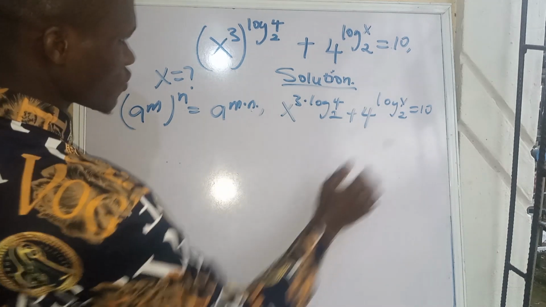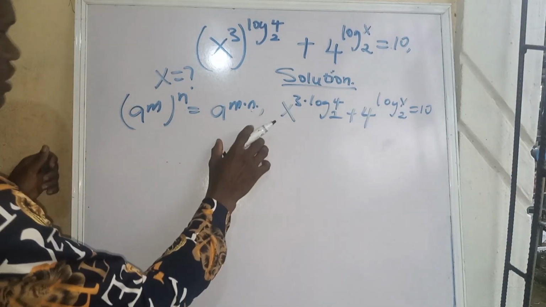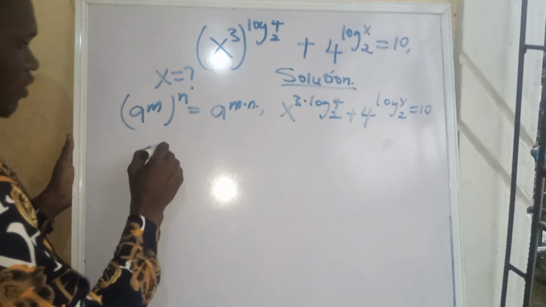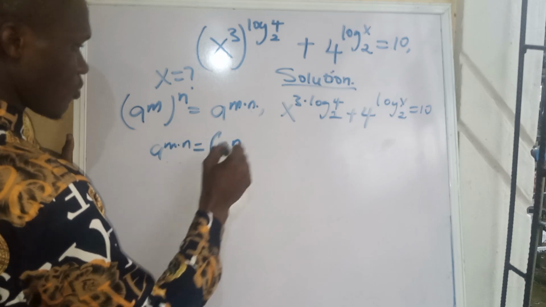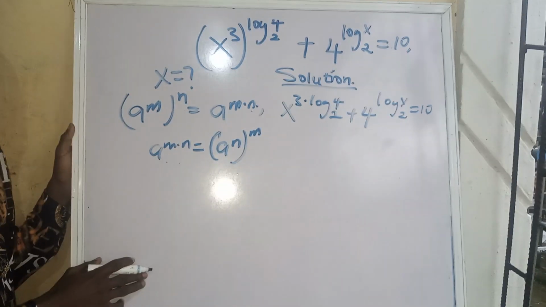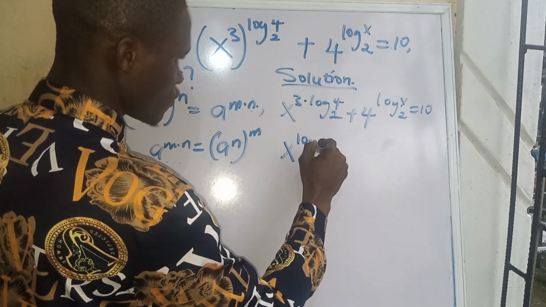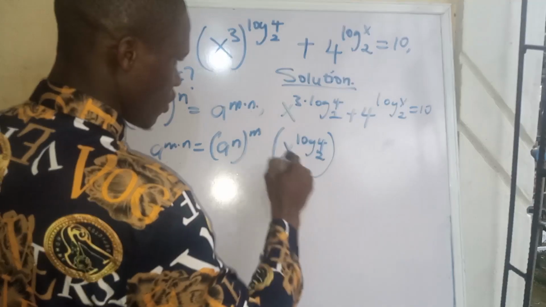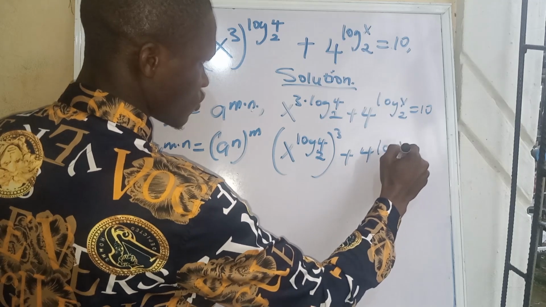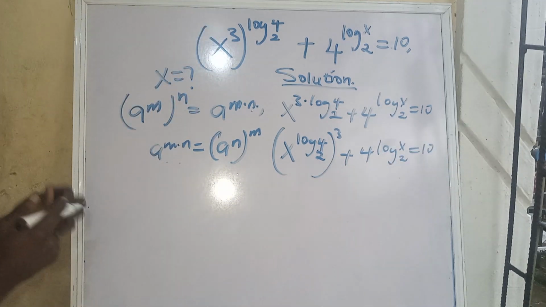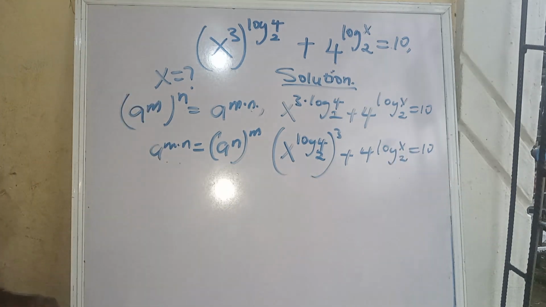Okay, since we've gotten this, what are we simply going to do? From our indices again, we can rewrite a to the power of m times n as a to the power of m, in brackets, to the power of n. So if we apply this rule here, we can say x to the log of 4 to base 2, to the power of 3, plus 4 to the power of log x to base 2 equals 10. This rule, I'm applying it here. That is the reason why we are having the whole of this.